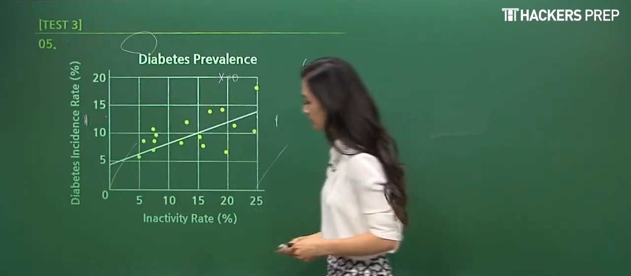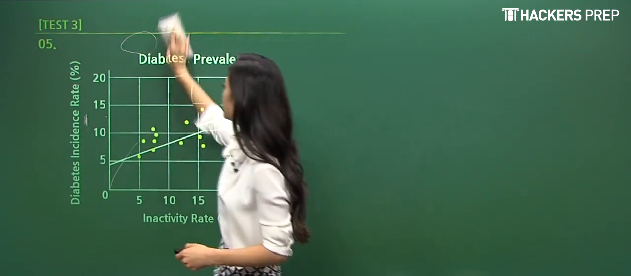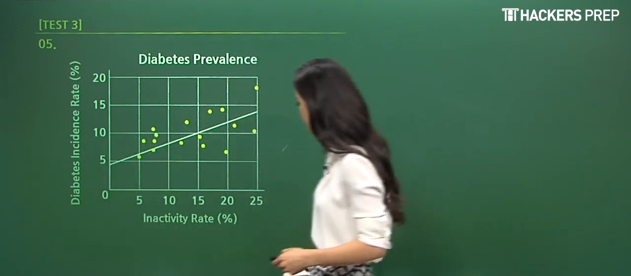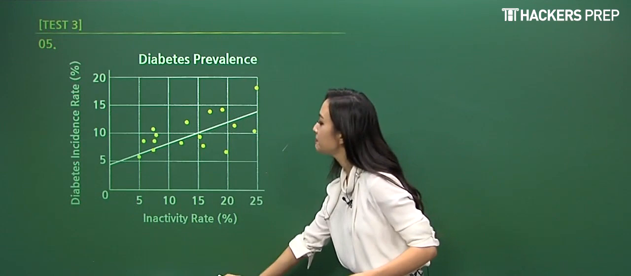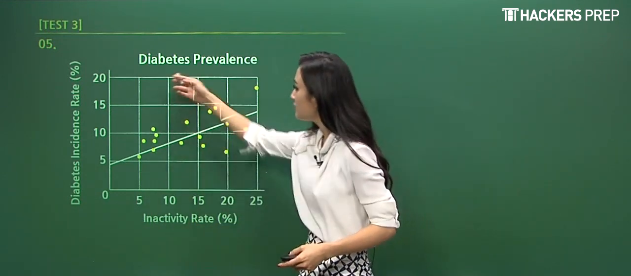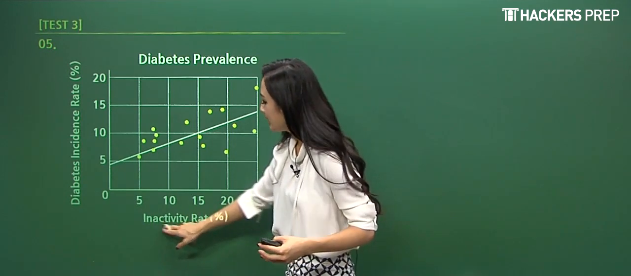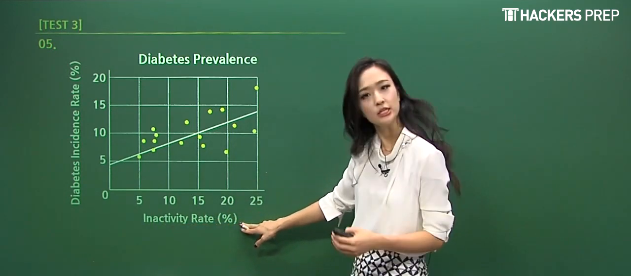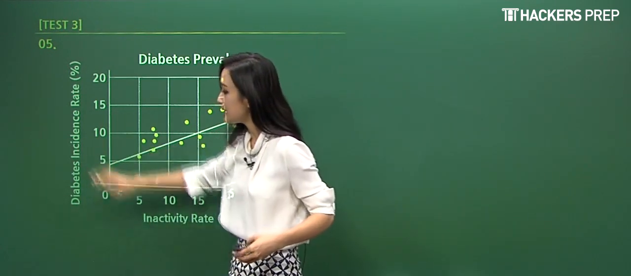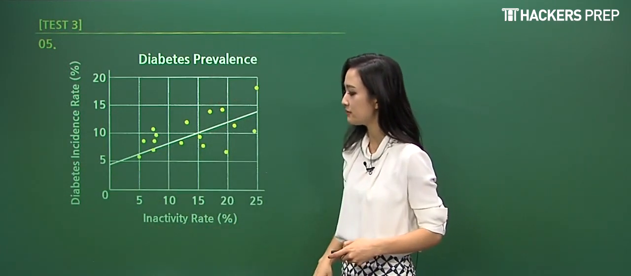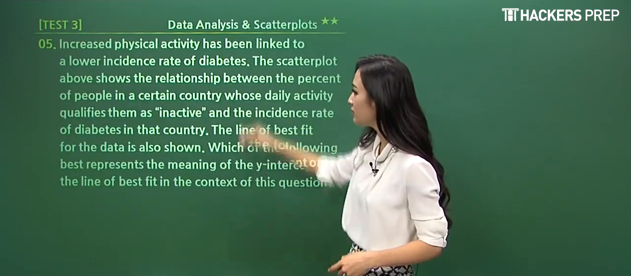That's it, okay? Let's move on to number 5 here, and we have a graph. So how do we approach a graph initially? I told you from our previous lecture for test 2, you read the title and the respective axes, right? So the title states diabetes prevalence, and the x-axis represents the inactivity rate given as a percentage. How much of it is actually inactive? And the diabetes incidence rate is also represented in terms of percentage. So when we're looking at this scatter plot, what are they telling us?